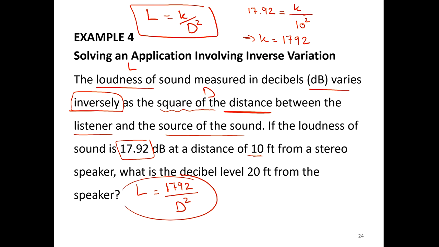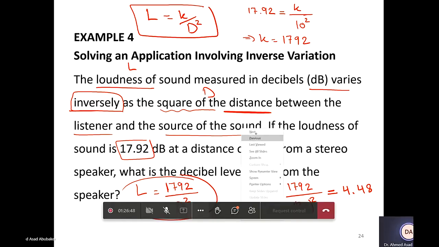Now, what is the decibel level 20 feet from the speaker? We need to find the decibel L with the distance 20 feet. So this is 20 squared. Don't forget this is the square. So we have 1792 divided by 20 squared, which is 400. So this equals 4.48 decibels of loudness. And this is the solution.